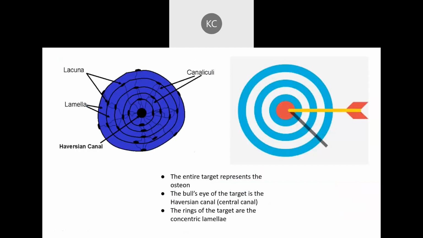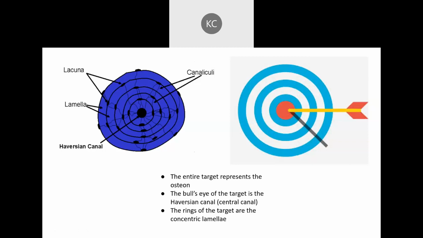All right. So an osteon is analogous to a target, and part of the target is the bullseye. So the entire target is the osteon, right? So the whole target is the whole osteon. The rings that make up the target are the lamellae, right? Those concentric lamellae that run in a circle. And then the bullseye of the target is analogous to the central canal, also known as the Haversian canal. Right. So this is kind of a nice illustration to help you remember these.